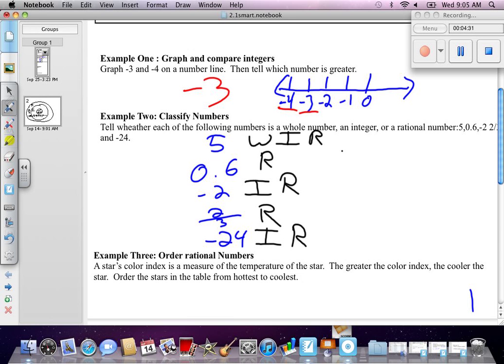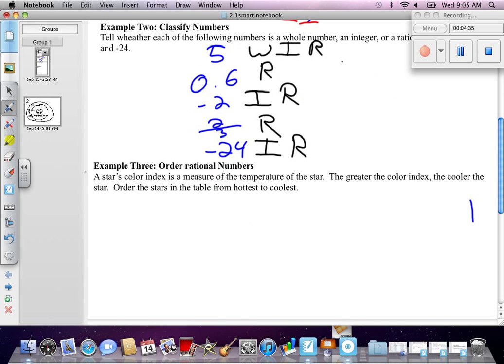Okay, let's turn the paper over. You've got a pretty chart on yours. A star's color index is a measure of the temperature of the star. The greater the color index, the cooler the star. So the bigger the number, the colder it is. Order the stars in the table from hottest to coolest. We're going to label it from the smallest number to the biggest. Please raise your hand if you can tell me what the smallest number on that table is. Yes, Anna?